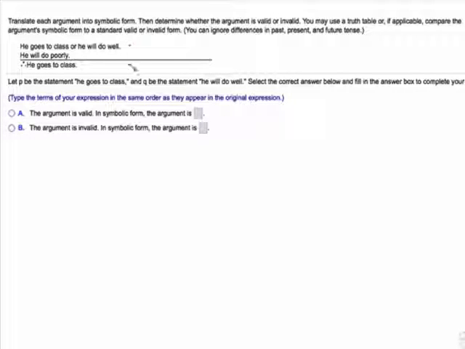Similar problem. This time we have our P and Q identified for us, so we just need to use our P and Q and go back and translate this to symbols. He goes to class was P, or he will do well was Q. So this is P or Q. The next thing says he will do poorly. Well, doing poorly is the opposite of doing well, so this is not Q. And then therefore he goes to class, which was P.